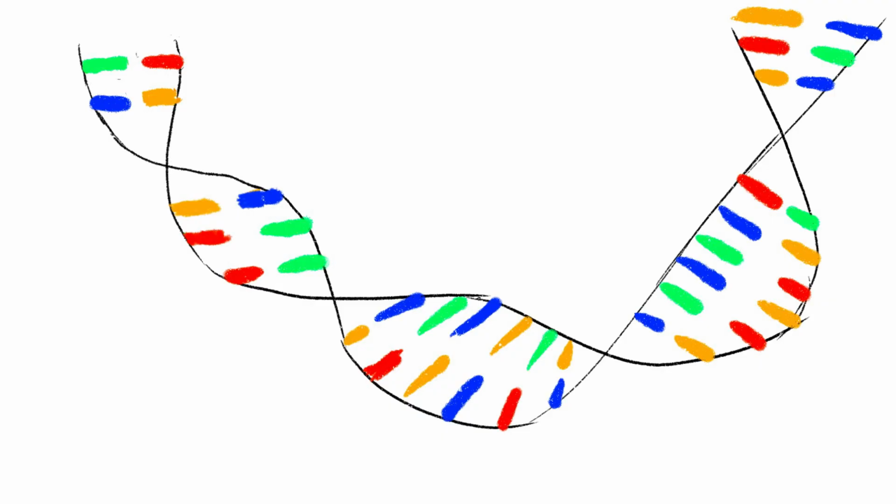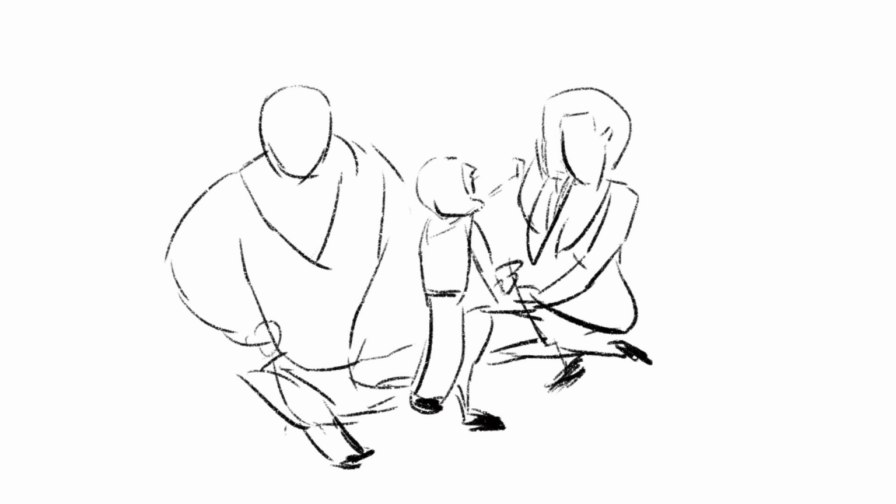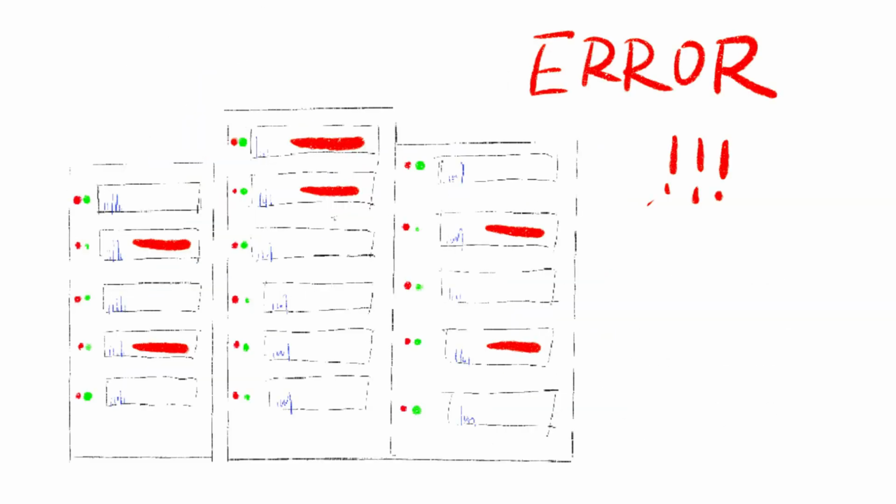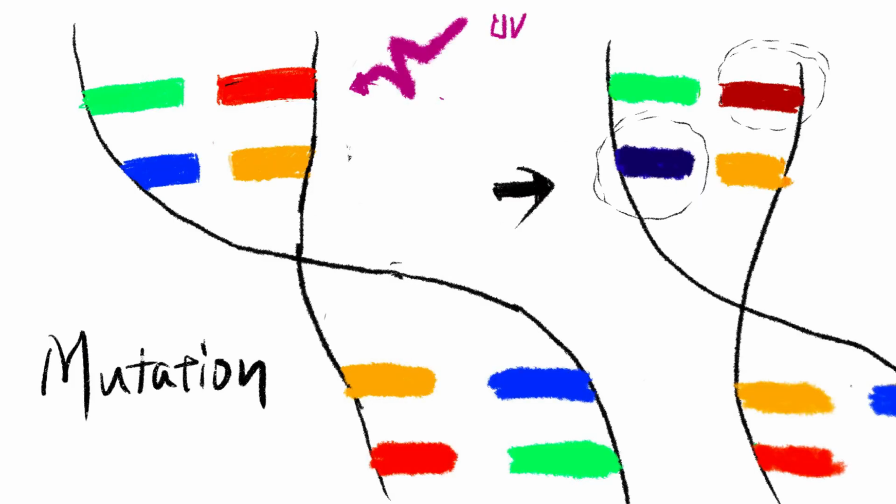DNA is an instruction manual for all living cells, passed down from our parents. As the information storage center of a cell, imagine if that data got messed up. Disaster, isn't it? But mutations happen all the time.